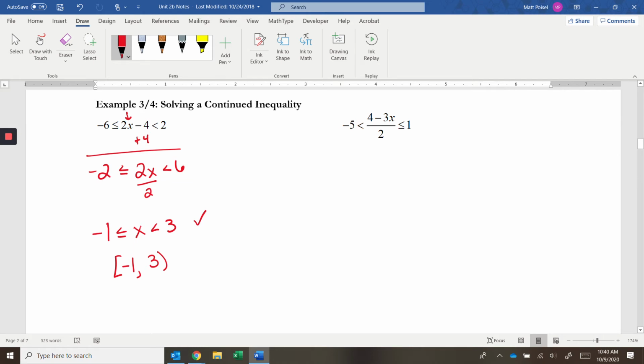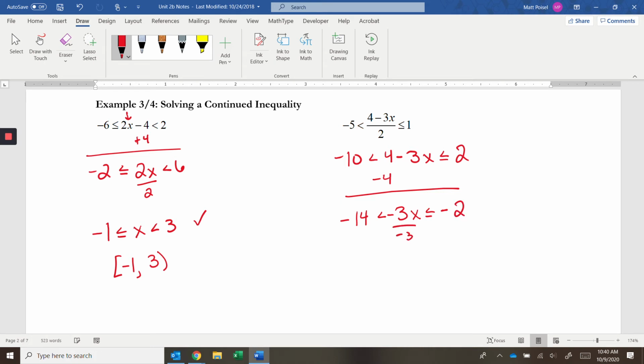All right, next one. I'm going to multiply both sides by 2. Now, on the left side, I did take negative 5 times 2, but because I was really multiplying by 2, I was taking something times positive 2, I don't need to switch the signs. Subtract 4, so now I'll get negative 14 is less than negative 3x is less than or equal to, let's see, negative 3. Oh, sorry, I forgot to multiply this by 2. So that should be a 2 there. So then when I subtract, I'm getting negative 2. There we go. Now I'm going to divide by negative 3.